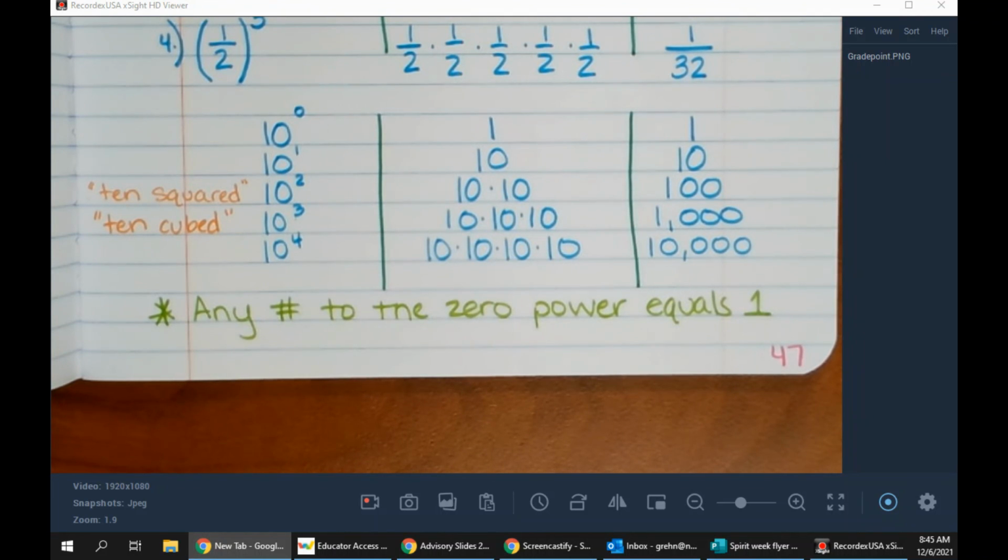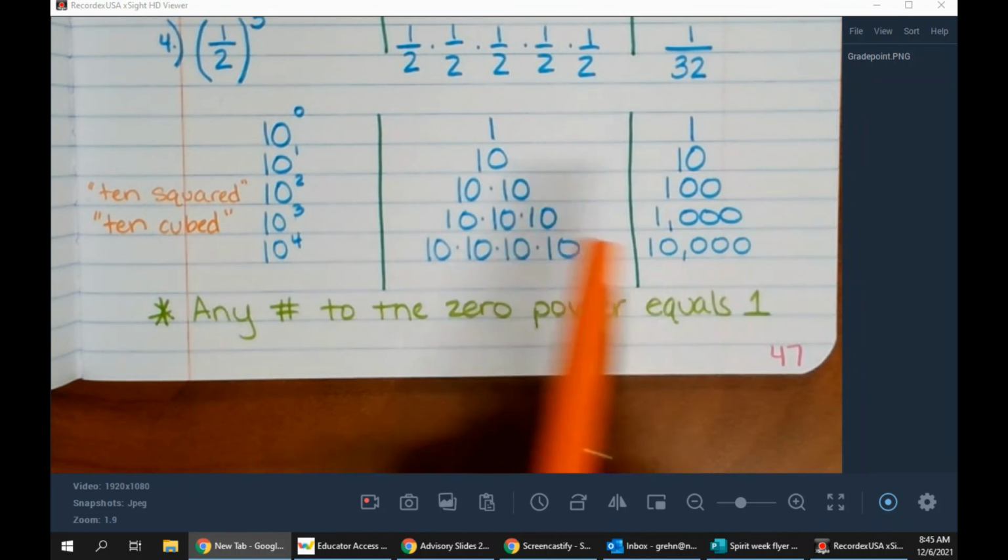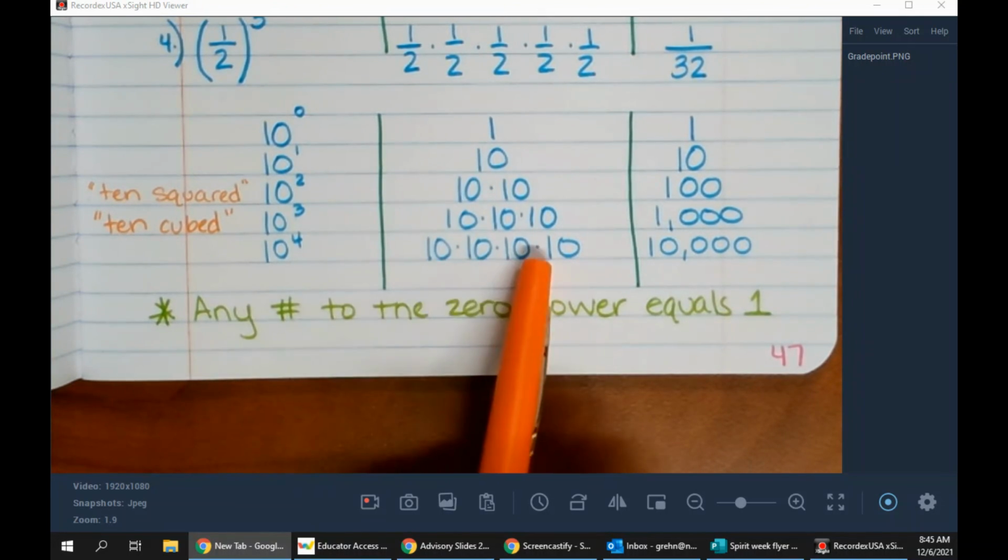Okay, so now you should be comfortable using exponents. You can use your calculator to actually figure out the standard form, but you should know how to write it out in expanded form as well.